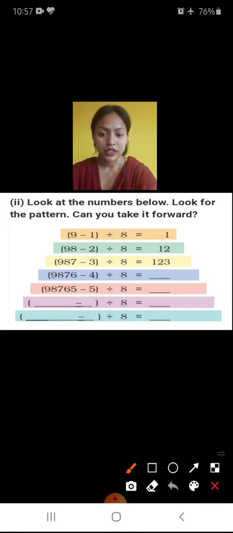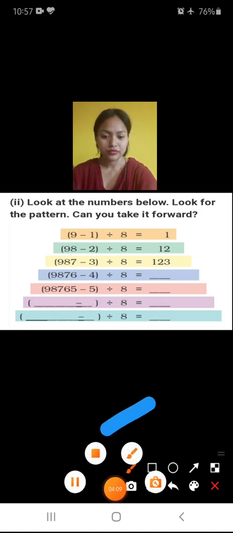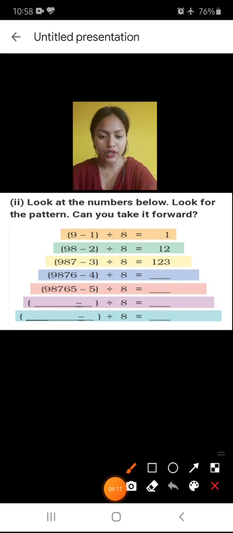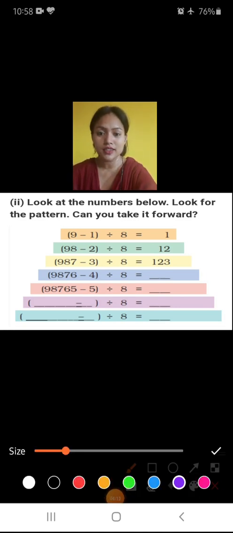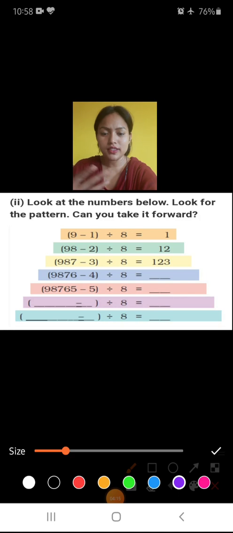Now similarly, 987 minus 3, you will get 984. Then it will be divided by 8, and you will get the answer 123. Or you can do it like this. As you can see here, this is a simple way where we first subtract, then divide, and we get the answer.